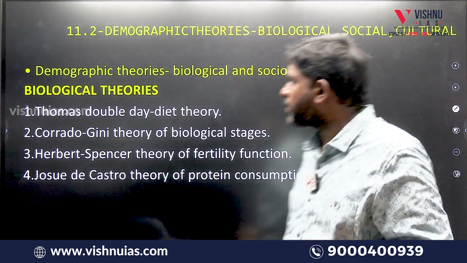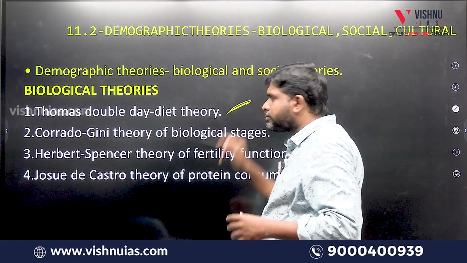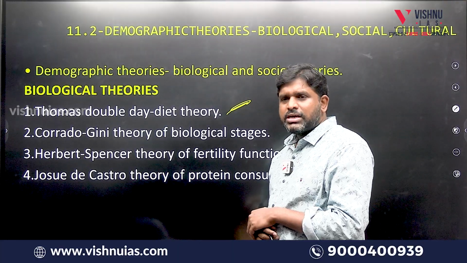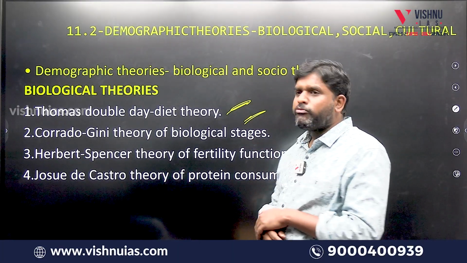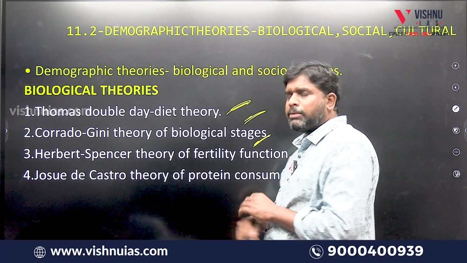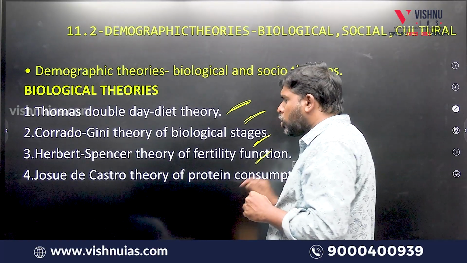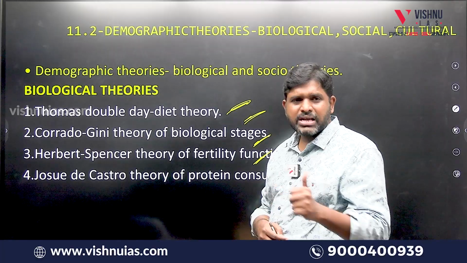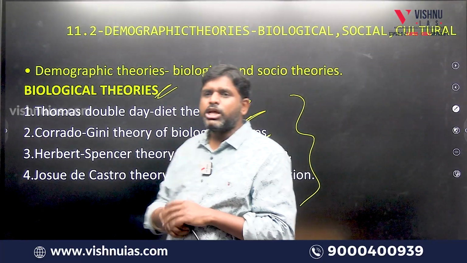Number one, Thomas Doubleday diet theory. Second, chorologenic theory of biological stages. Third, Herbert Spencer theory of fertility functions. Fourth, George de Castro theory of protein consumption. These four are part of biological theories of demography.